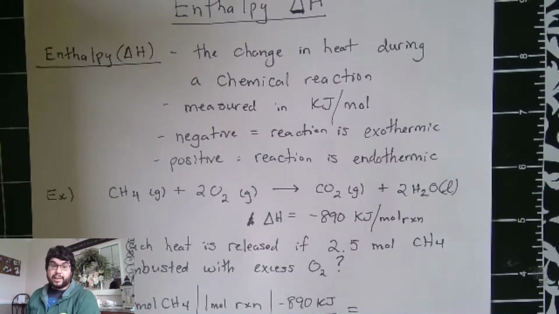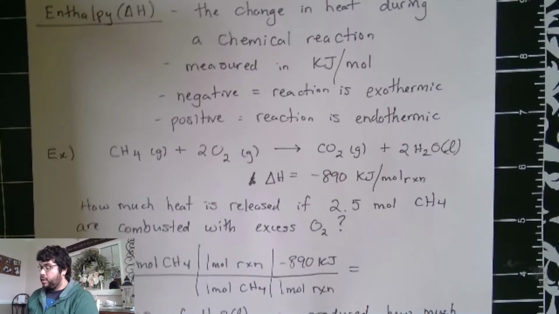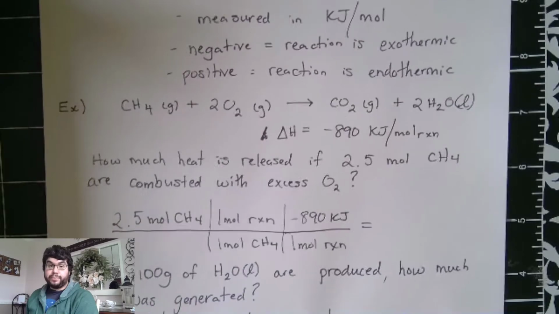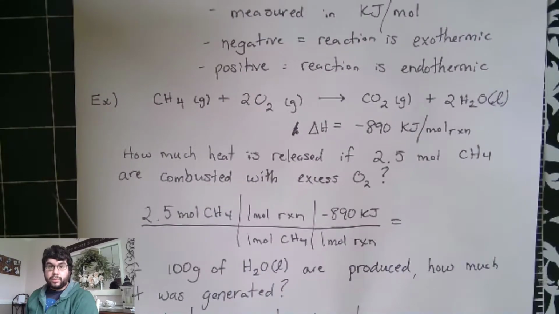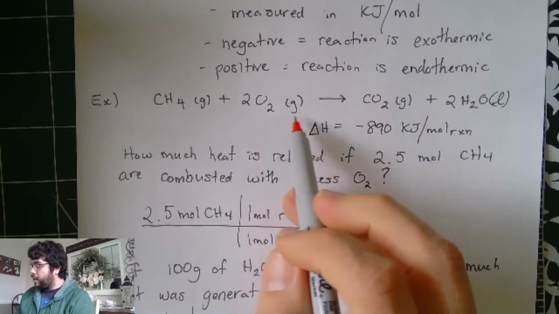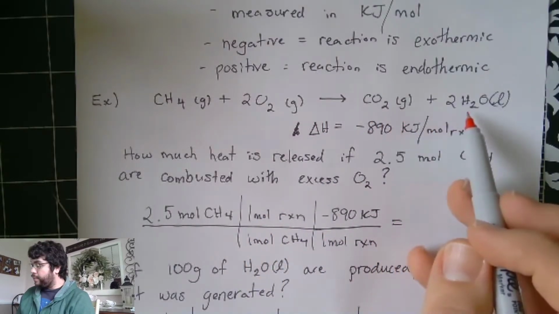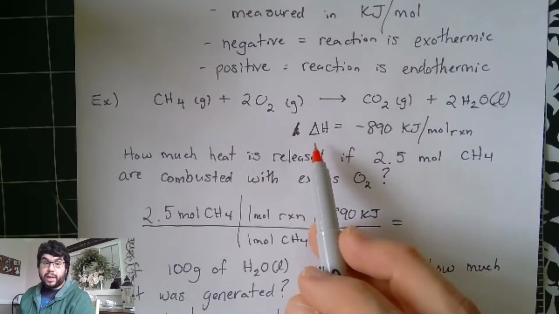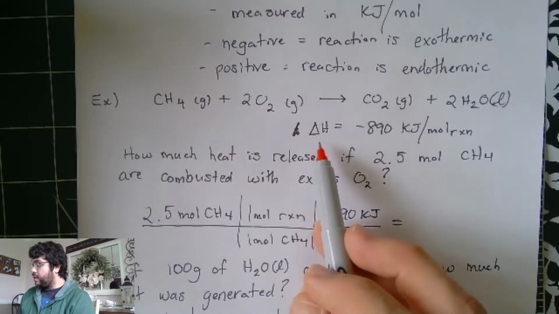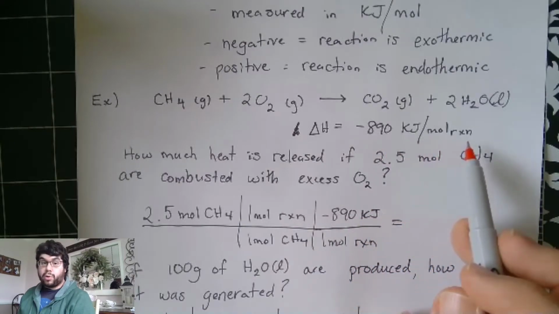Now let's take a look at an example where we're going to use this delta H, this enthalpy term. Let's take a look at this combustion reaction here. We have methane, CH4, reacting with oxygen gas right here. And the products of that combustion reaction, of course, are carbon dioxide and water. Now, we are told the enthalpy of the reaction. This is negative 890 kilojoules per mole of reaction.